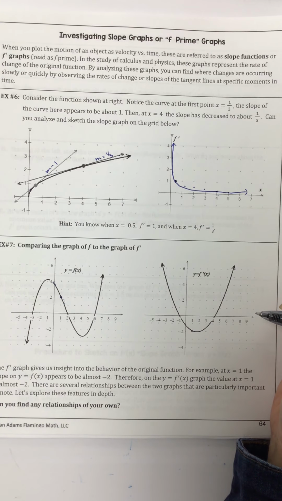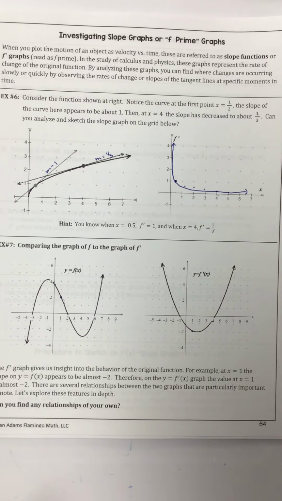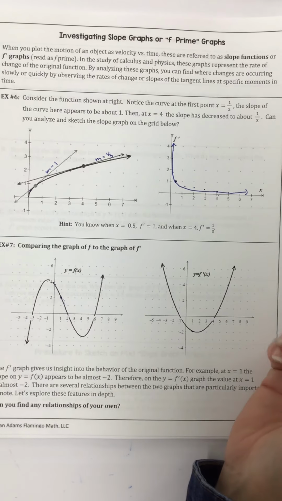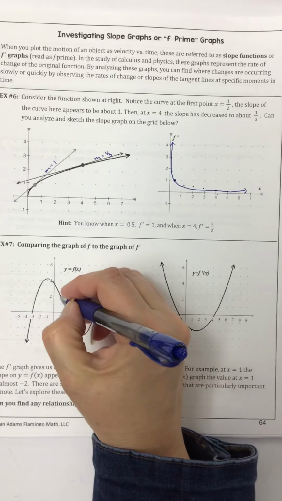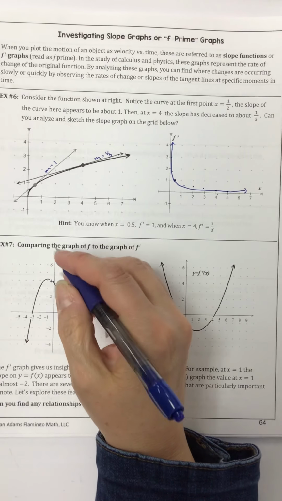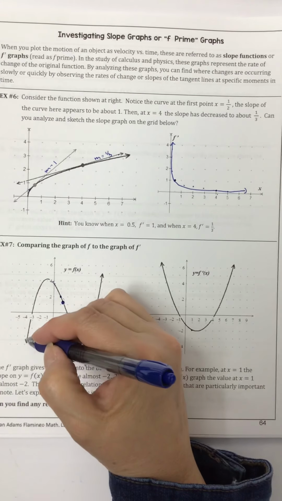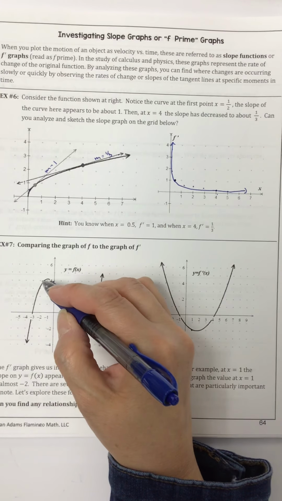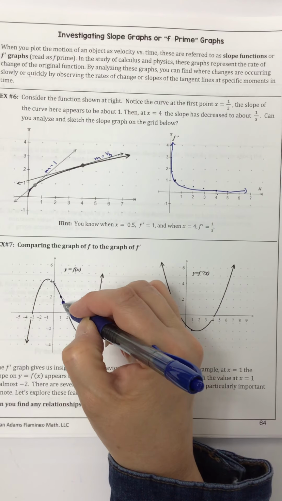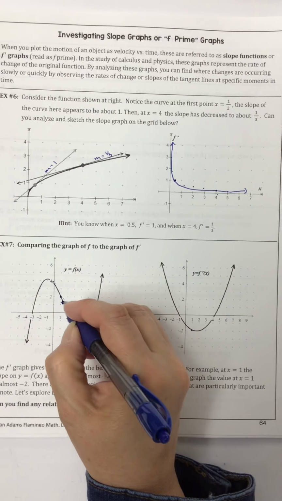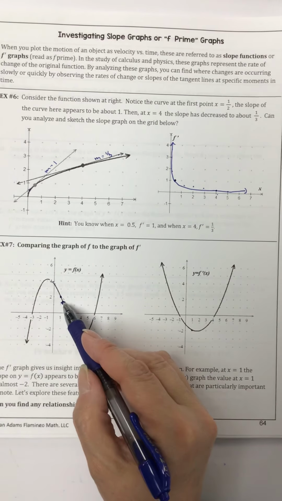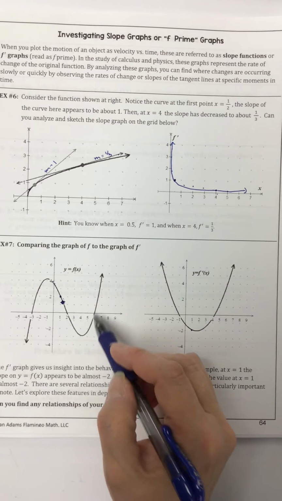There are several relationships between the two graphs that are particularly important to note. Let's explore these features. So let's really look at this. Right here, or about right in there somewhere, probably more like in here, this is concave down, meaning opening down. Do you agree? And at this point, somewhere in here, it changes, doesn't it, to concave up?